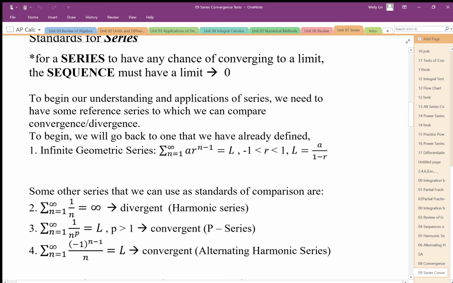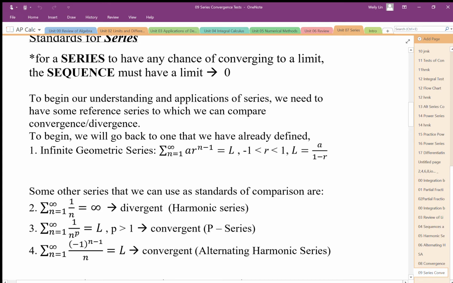We're going to have some other standards as well. The harmonic series is very important because it is divergent, and that is our boundary series between converging and diverging series. The p-series then highlights that because when p is equal to 1, it's divergent. When p is greater than 1, we have convergent series, for example 1 over n squared. The Basel series is convergent.